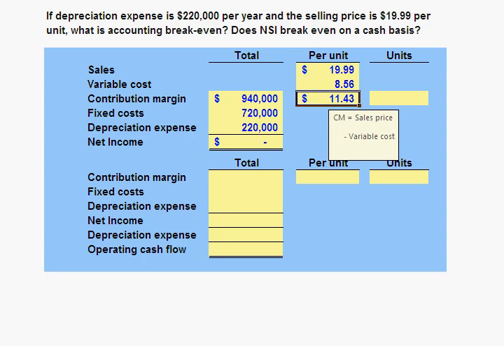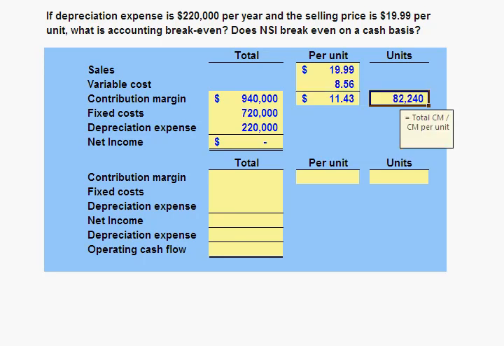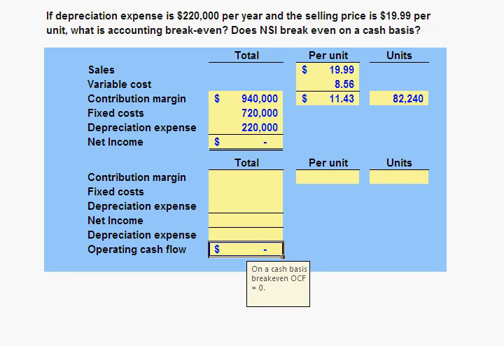Finally, as a last step, to calculate our accounting break-even, we take our required contribution margin of $940,000 and divide it by our $11.43 per unit contribution margin, and we find accounting break-even occurs at 82,240 units. Our cash flow break-even occurs when our operating cash flow is zero. And again, we'll work backwards up our income statement to calculate our required contribution margin and then finally the number of units we need to break even.